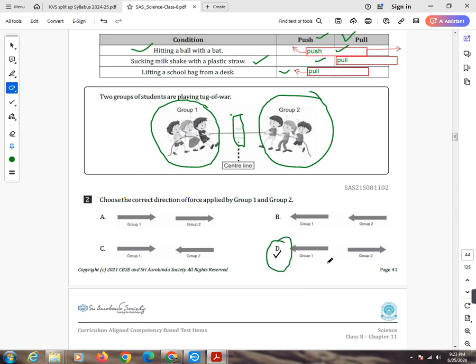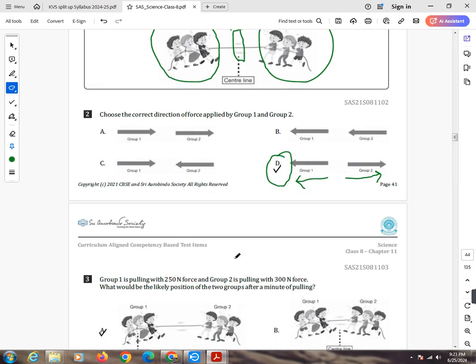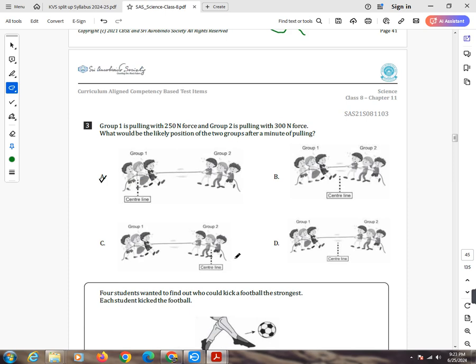Group 1 is applying force to the left hand side and group 2 is applying force on the right hand side. Is it correct? The next question, which is question number 3: group 1 is pulling with 250 Newton force and group 2 is pulling with 300 Newton force. What would be the likely position of the two groups after a minute of pulling? As you can see here, this is group 1 and group 1 is applying 250 Newton force, and here is group 2 and group 2 is applying 300 Newton force.